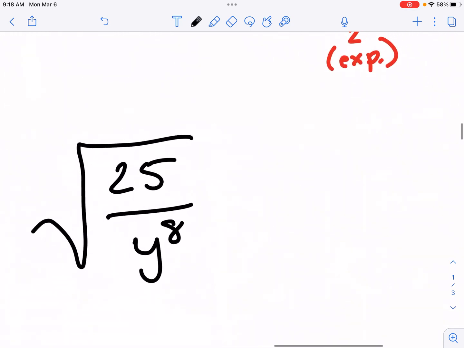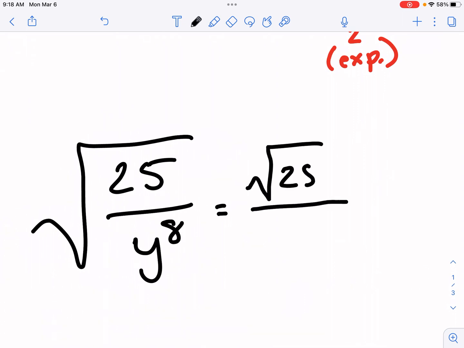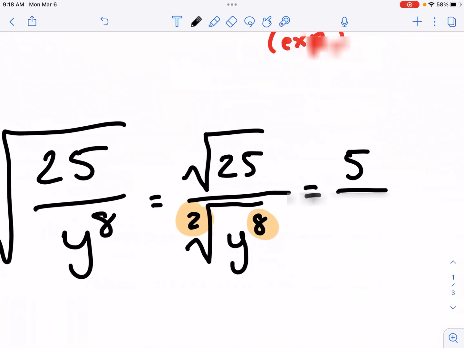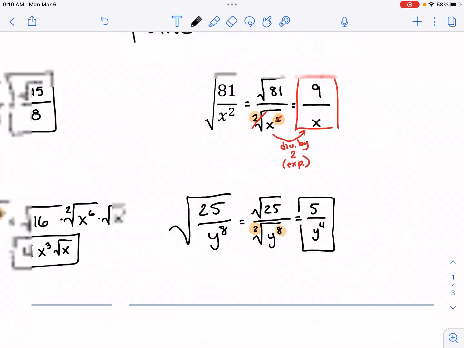Next one. Since we have a fraction, we're going to have to rewrite a square root for each part of the fraction. Square root of 25 is 5. And the denominator, again, we're dividing only for exponents. 8 divided by 2. I didn't have to rewrite this because this is even, so I didn't have to write it as like a remainder. 8 divided by 2 is just 4, so this is y to the 4th power. And that is our final answer.